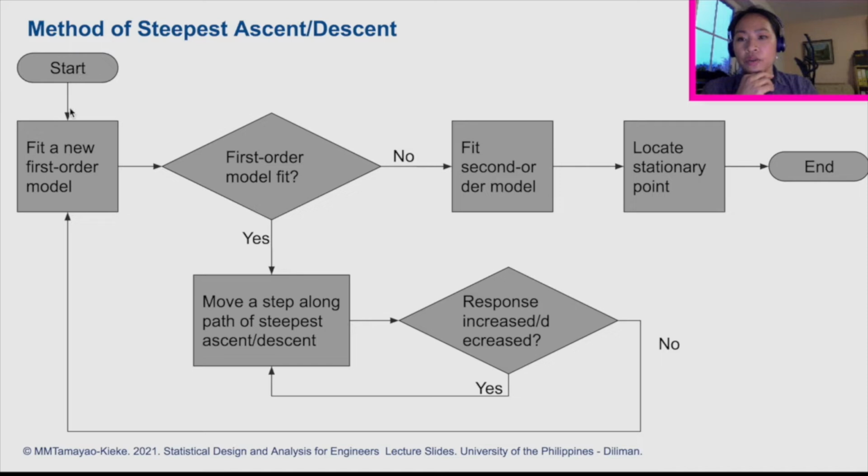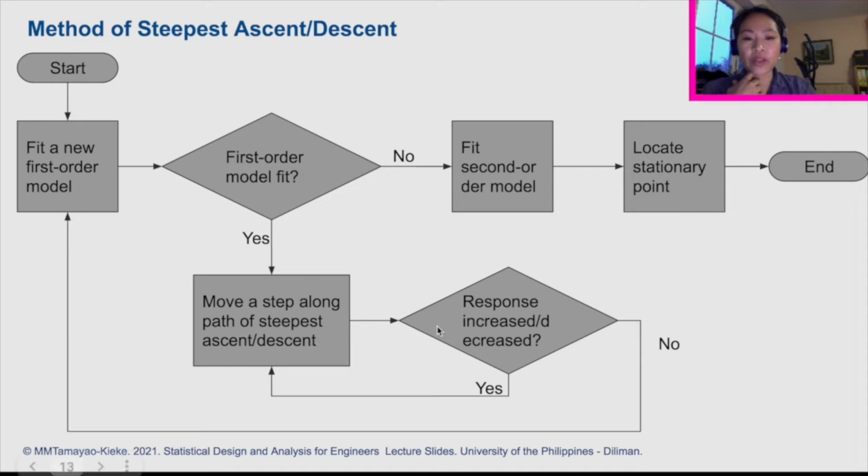So first we fit a first order model, the first approximating function, and it's usually the first order model. If it is still adequate, then we start with the movement through the path of steepest ascent. So we move a step along the path of steepest ascent.